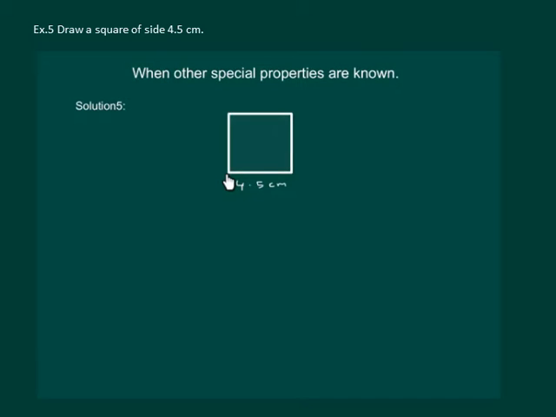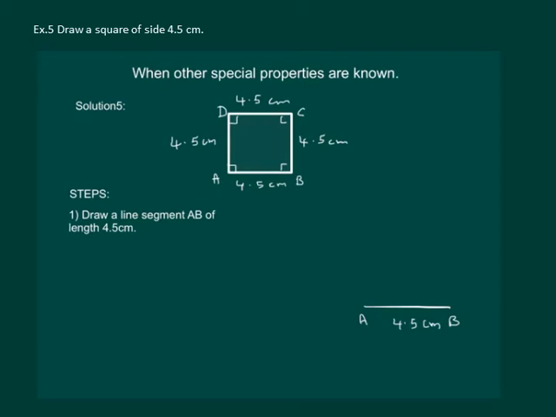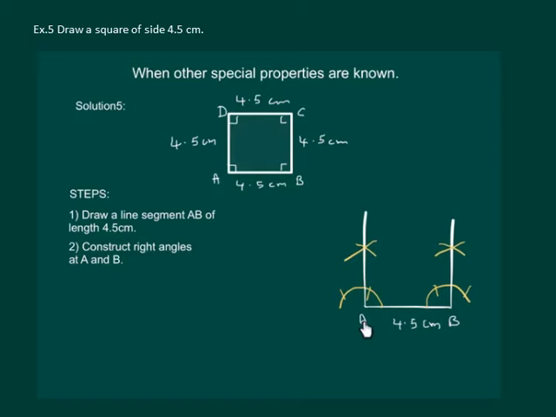Because the figure is a special quadrilateral, namely a square, we know that all the sides are of length 4.5 cm and each of its angles is a right angle. Our first step to construct such a square would be to draw a line segment AB of length 4.5 cm. Next, construct a right angle at A and B.